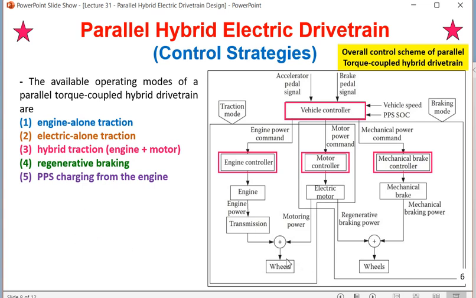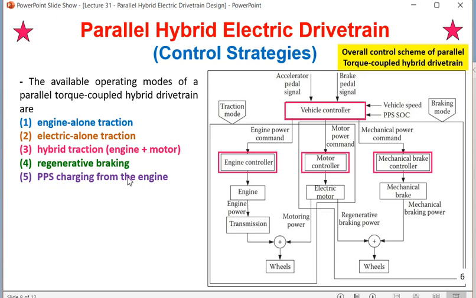Fourth one is regenerative braking. Whenever the vehicle is going downward, at that time regenerative braking generally happens, or whenever we are putting electrical brake, regenerative braking happens. We are actually saving some energy, and the energy backflows from the wheel to the PPS source. Last one is PPS charging from the engine.